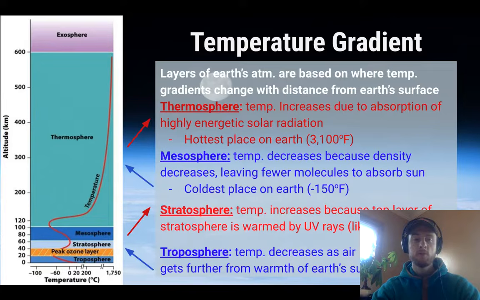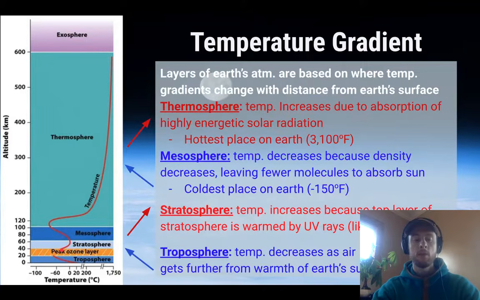So temperature increases as we move up into the stratosphere because the ozone layer at the bottom of the stratosphere is blocking most of the UV rays, which are high energy rays from the sun. These rays, however, hit the top of the stratosphere and warm it up, kind of like the very top layer of a pool in summer or Lake Michigan getting warmed by the sun.